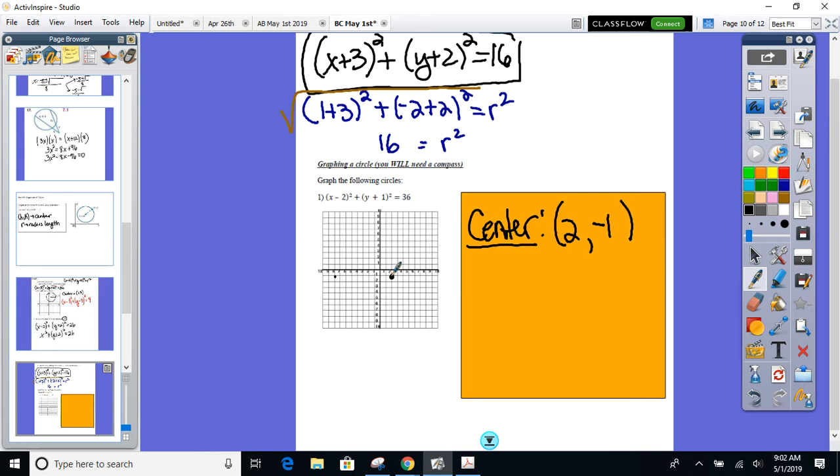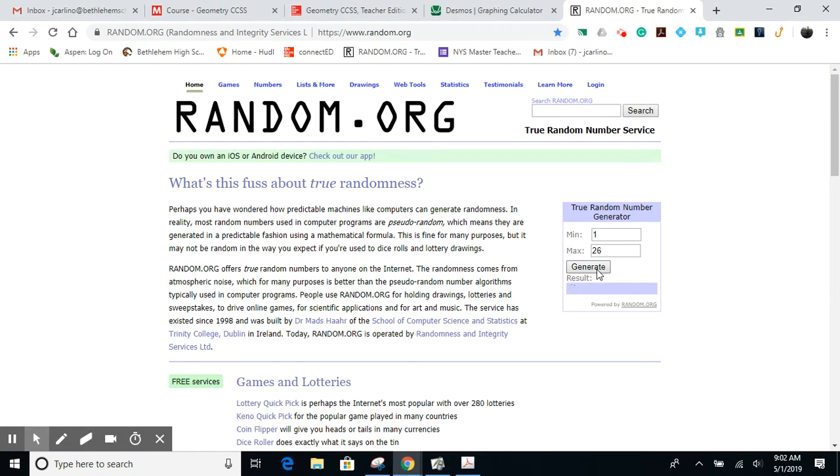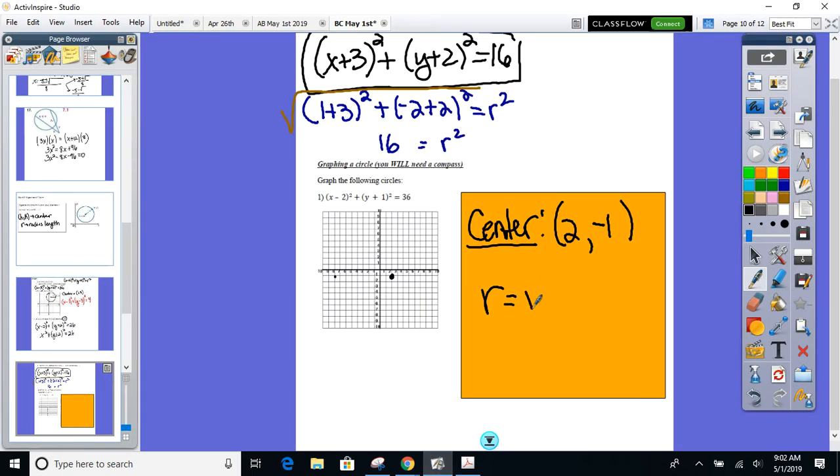And now we need to find at least one more point on the circle. What's my radius length here now? Be careful. You're going backwards. 36, so take the square root of 36. Okay, I'm going to turn this over to you guys. How do I find another point then if I know the radius is 6?